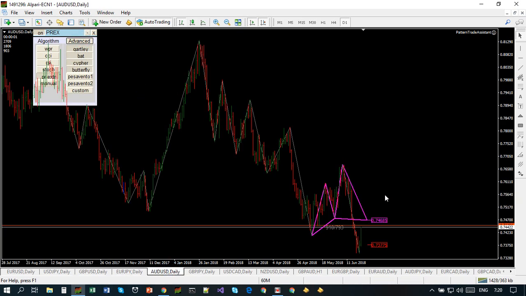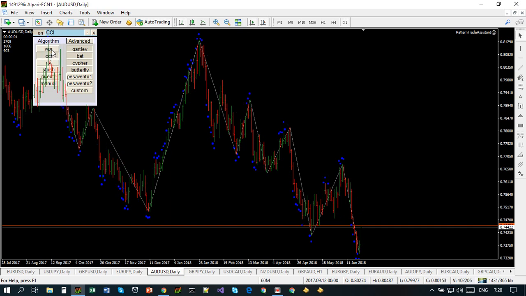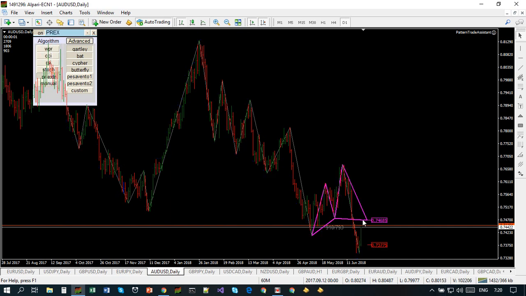Let's go next. Aussie dollar. This is the cipher pattern that actually completed last week. Let us switch to other algorithms. You see, it was not an obvious cipher pattern, so that's why in this case I take no action.